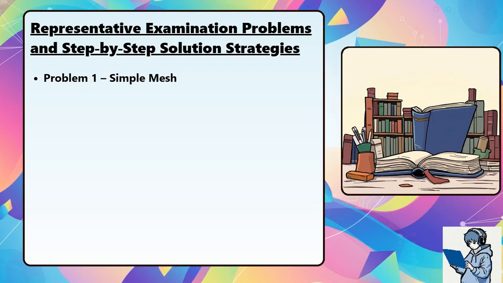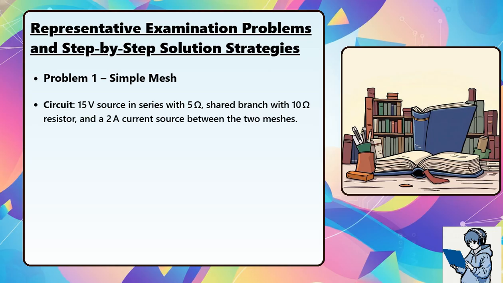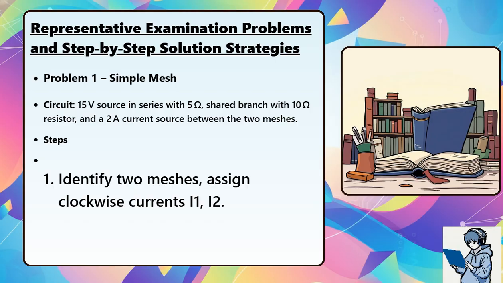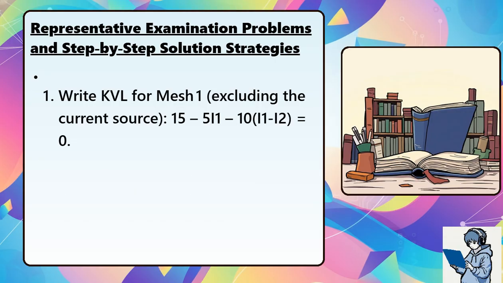Problem 1. Simple mesh. Circuit: 15-volt source in series with 5 ohms, shared branch with 10 ohms resistor, and 2 amp current source between the two meshes. Steps. Step 1. Identify two meshes, assign clockwise currents I1, I2. Step 2. Write KVL for mesh 1, excluding the current source. 15 minus 5 I1 minus 10 times I1 minus I2 equals 0.